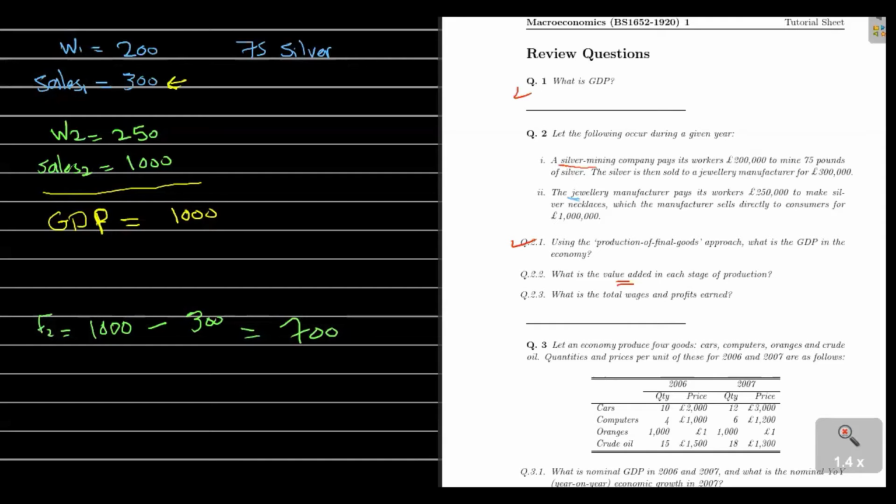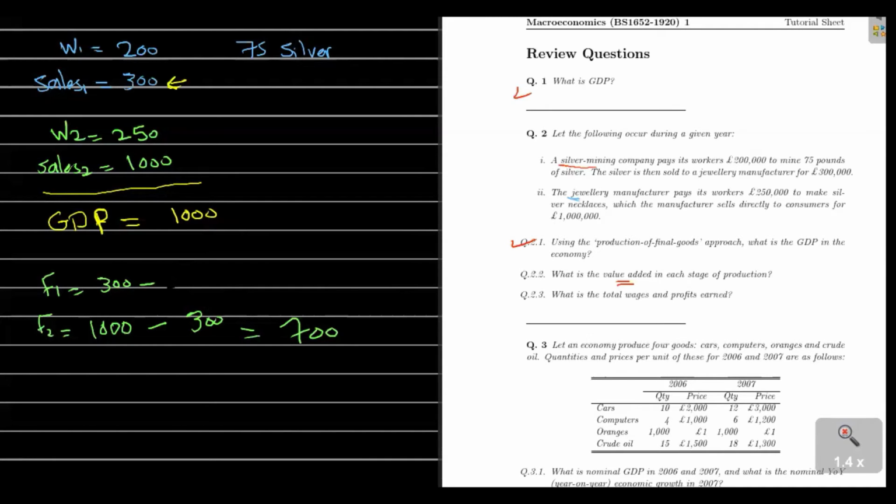Firm 1, because from the information we have, firm 1 sold silver for 300,000. We don't know any more. So I'll come back to this wage point. Yes, that's right. So basically, firm 1 sold silver for 300,000.